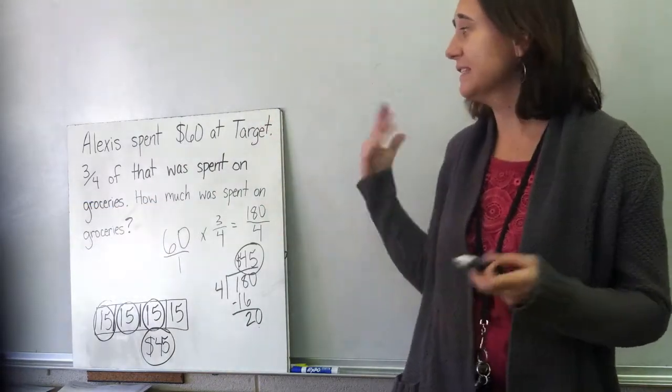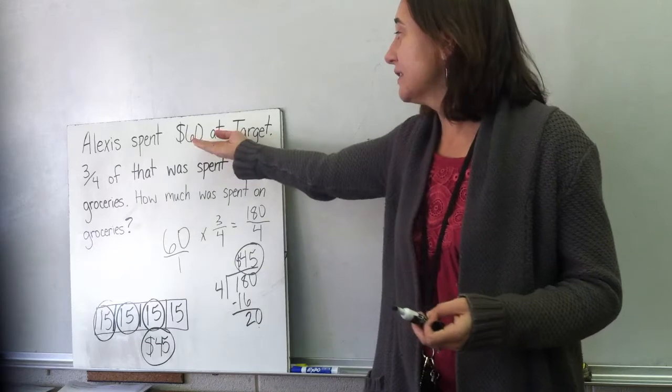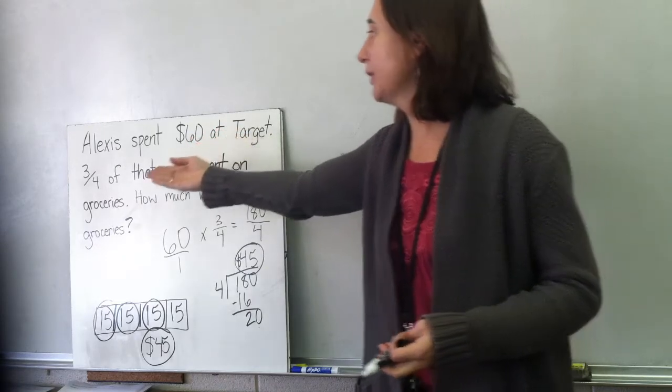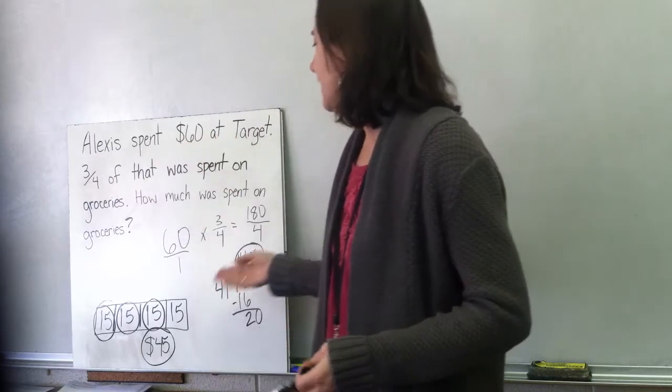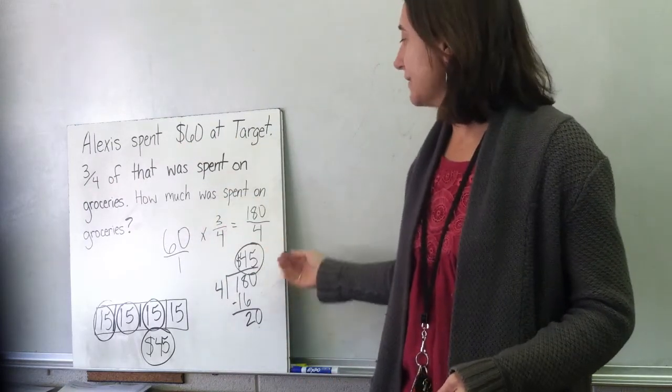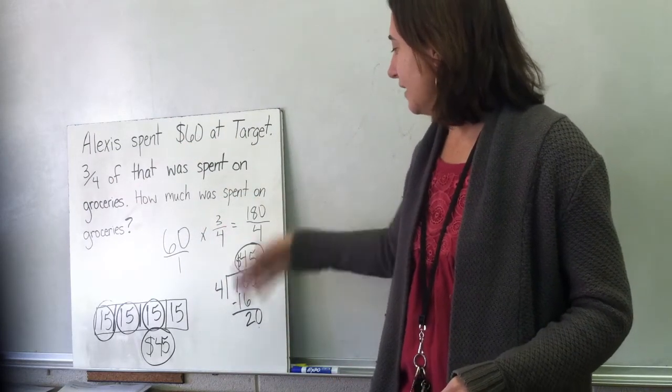So you can see this is an example where you have something that you're given, and we're looking for part of it. We're looking for 3/4 of 60. And so we say 3/4 of 60 is 45.